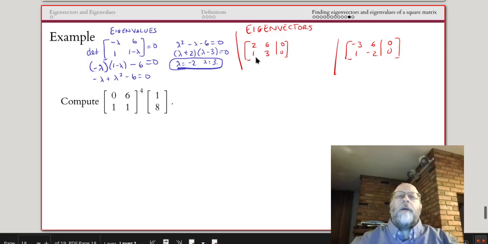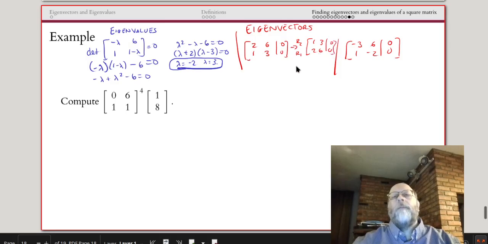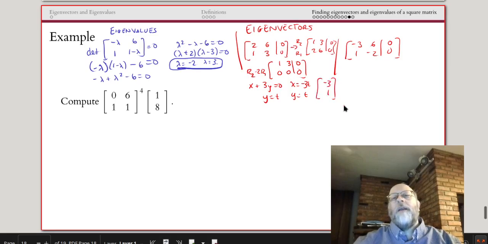All right. I'm going to switch the two rows here and put 1, 3 in the top row, 2, 6 in the bottom row, and take row 2 minus 2 row 1. That gives me 1, 3, 0, 0, 0, 0. And so x plus 3y is 0, but y is equal to t. So x is negative 3t and y is t. And so negative 3, 1 is an eigenvector.